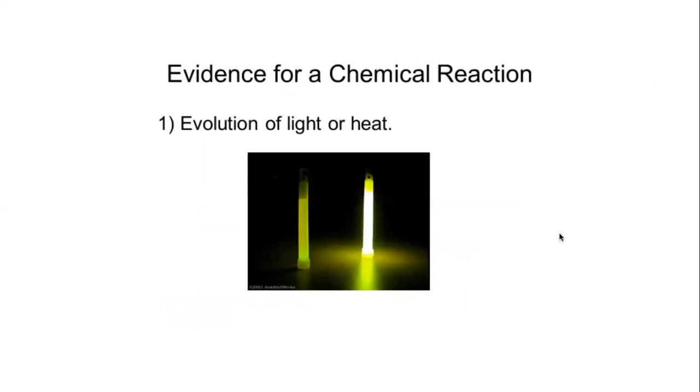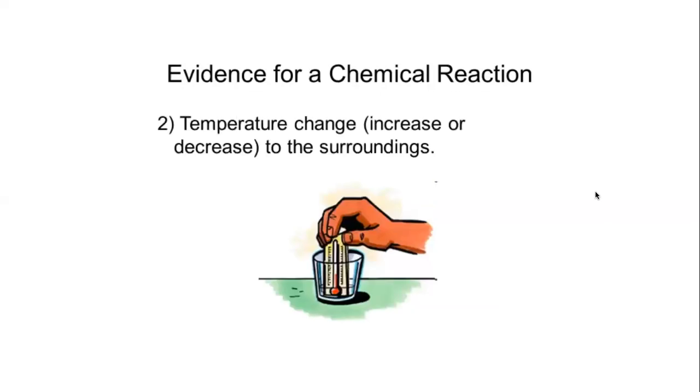So while we will be diving into more of the molecular characteristics of chemical reactions, and we won't be able to see those bonds breaking or being created, there are some different signs that we can look at visually with our eyes that show evidence of a chemical reaction. The first is the evolution of light or heat. The second is that sometimes we might have a temperature change, and we'll talk about why this happens in a few slides. The temperature can either increase or decrease in comparison to the surroundings, and we could measure this using a thermometer.